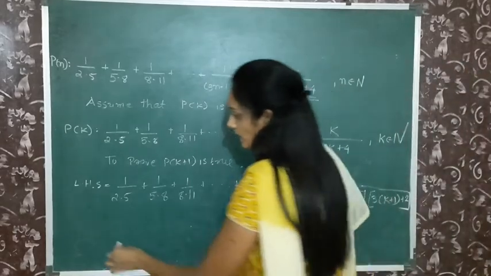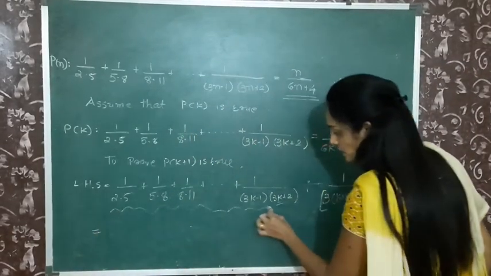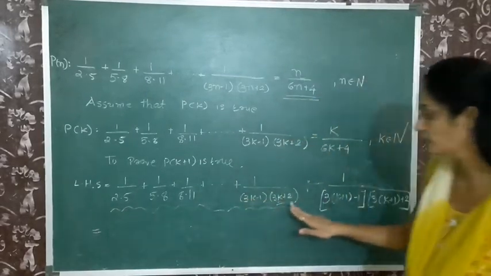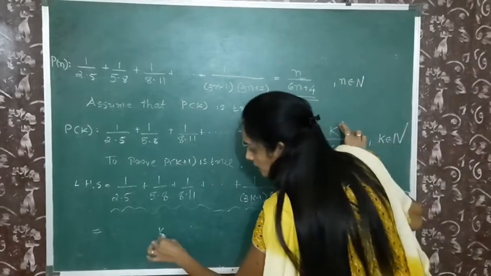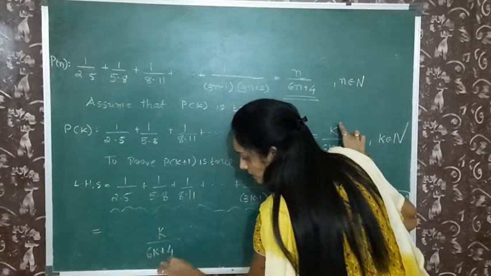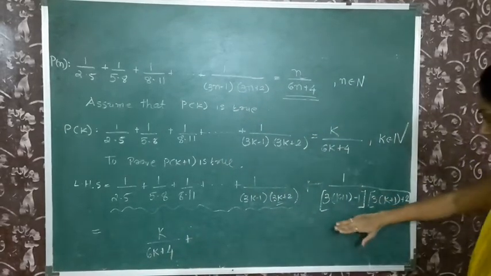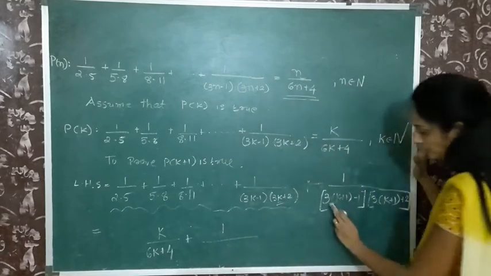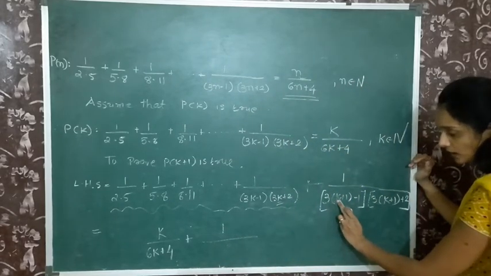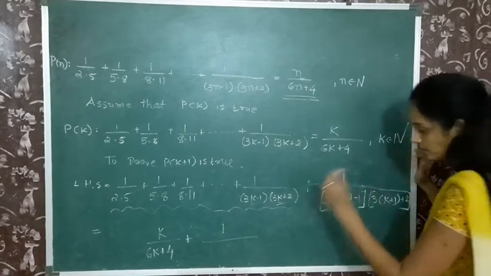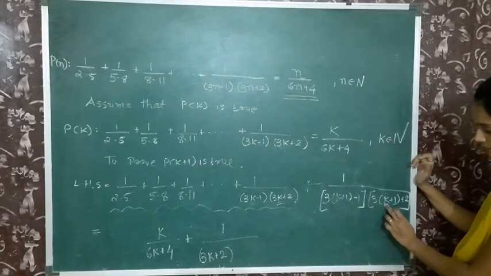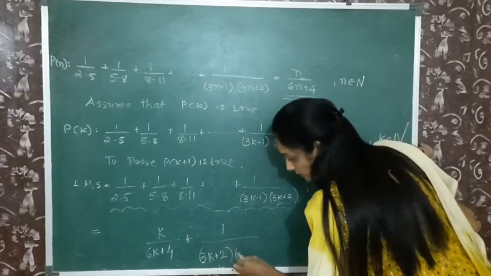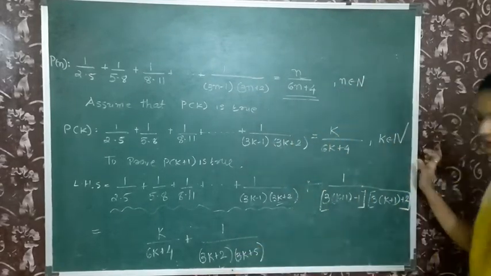Now next step. In every sum, instead of this part, we can put the value from Pk. So here we can write k upon 6k plus 4. And the step is 3 is multiplied by, so we have 3k plus 3 minus 1, so we have 3k plus 2. And this bracket 3k plus 3 plus 2, so we have 3k plus 5.